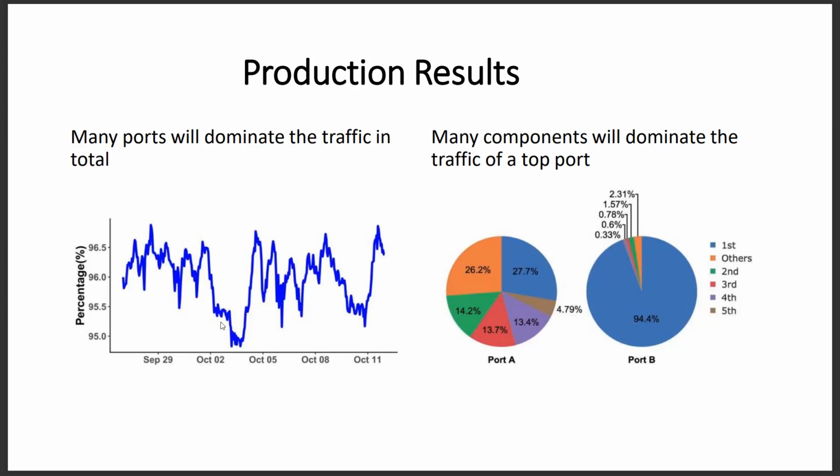that many components will be dominating the traffic of a top port. So from the source port and the destination port tables, we have observed that several top ports contribute to most traffic usage, and the figure here shows the share of total traffic generated by the top 10 ports over a half-month period. The lowest value during this period is 94.8%.